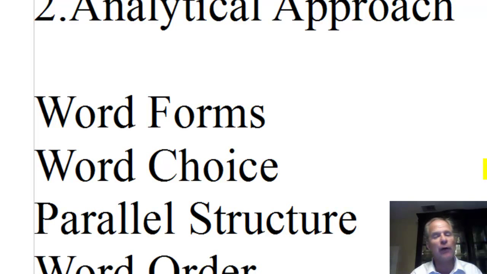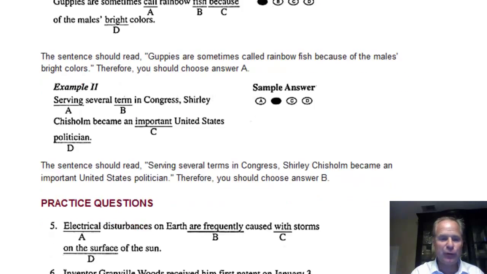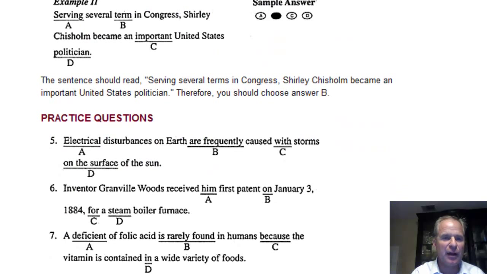And also, there are certain types of errors that are bigger problems than other problems. So I would recommend you try to focus on the big picture when you're looking at these kinds of questions. For example, let's take a look at an example. Let's go to 5 here. It says, electrical disturbances on Earth are frequently caused with storms on the surface of the sun.